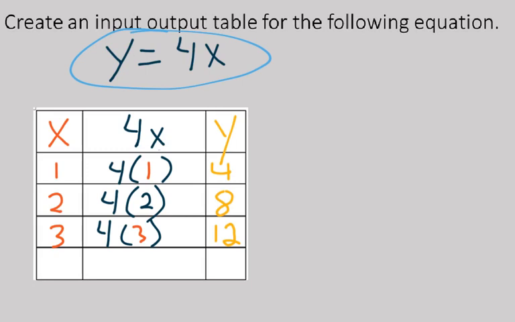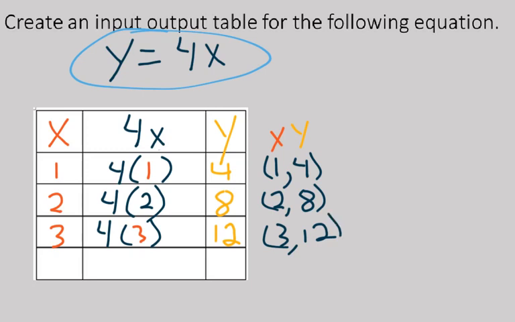All right, so what we have created here with this input-output table are the ordered pairs, the X and Y ordered pairs. 1, 4, 2, 8, 3, 12, with our X and our Y, okay? And again, normally you might see these in parentheses. These are all called ordered pairs, or they will be the coordinates when we graph this equation.